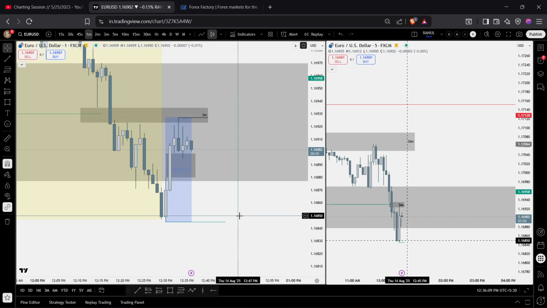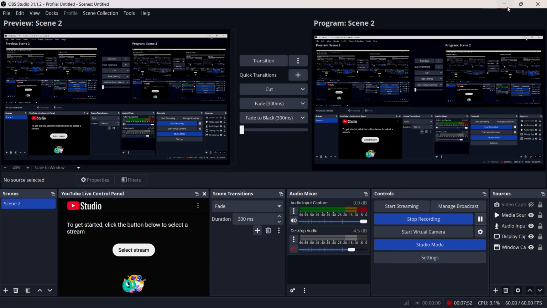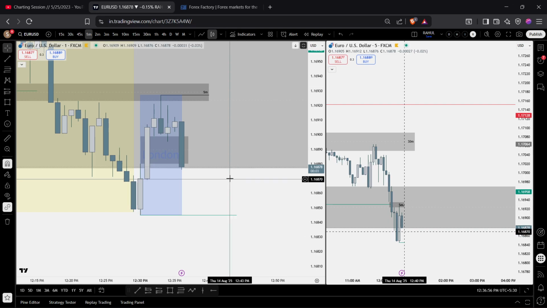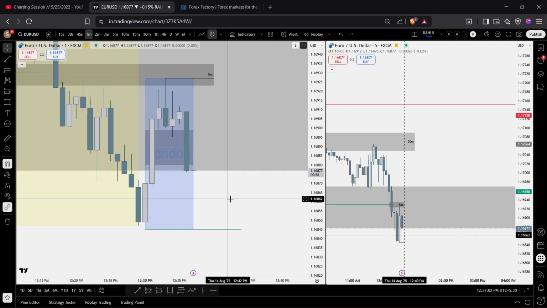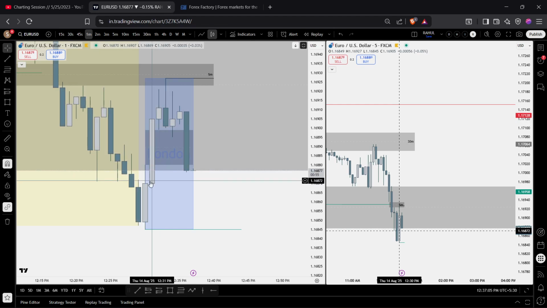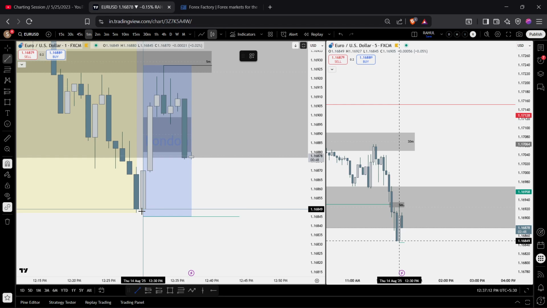Yesterday's trade was mis-entered as there was no confirmed displacement. Let's see. So we are breaking through this 1 minute FVG. This doesn't confirm anything because there was no manipulation. We just respected this 5 minute FVG. Just close below this low, and we can consider this as CISD.